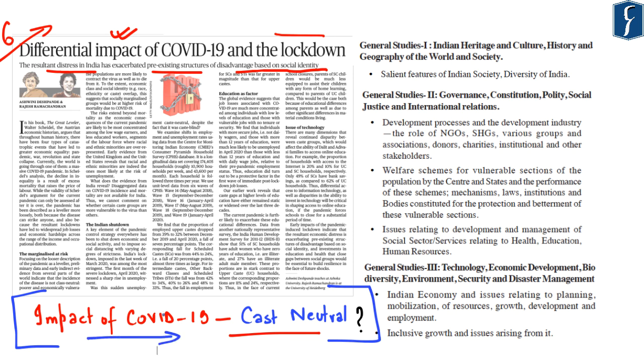Now this topic becomes very important from the perspective of GS paper 1, GS paper 2 as well as GS paper 3. In our GS paper 1, it gets covered under salient features of Indian society. In GS paper 2, it gets covered under role of NGOs, welfare schemes for the vulnerable sections of the population as well as issues relating to social sector services such as health, education as well as human resources. Whereas in GS paper 3, it gets covered under issues relating to Indian economy including inclusive growth.